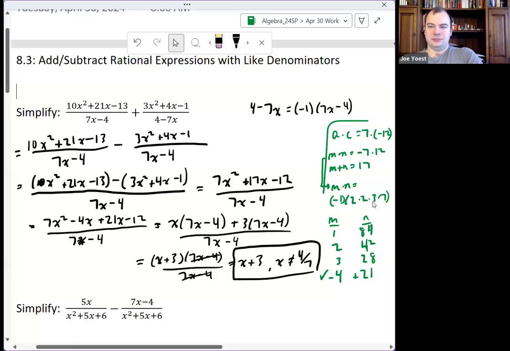3 is a factor. If I use the 3 for m, then for n, I have 2 times 2 times 7, or 28. None of these look promising so far. Remember that we are looking for the product to be negative. So we want either m or n to be negative and the other one to be positive. So we're looking for a difference between m and n of something like 17.